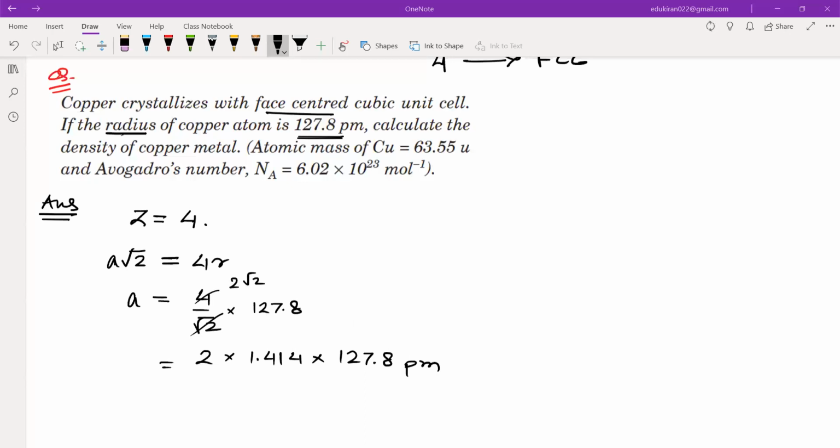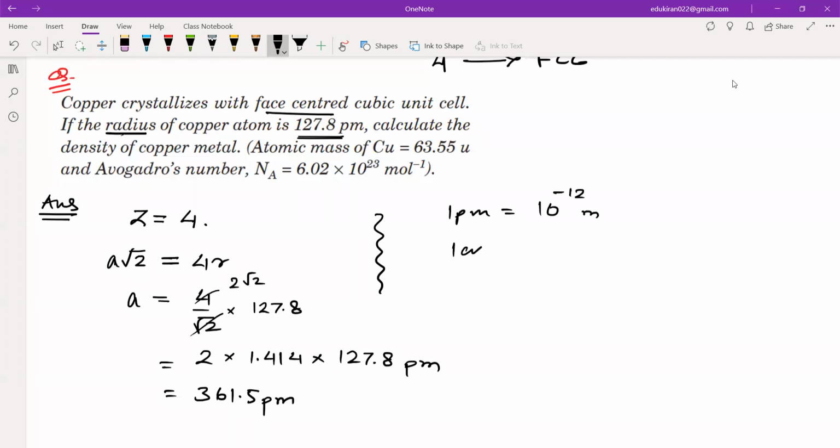Yes. And if you multiply this, I think the answer you got was 361.5 picometers. Correct? Yes or no? Yes, sir, 361.5. Then you have to convert 361.5 picometer to centimeter. So 1 picometer is equal to how many meters? 10 to the power minus 12 meters.